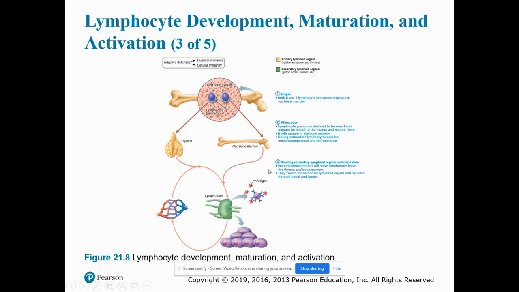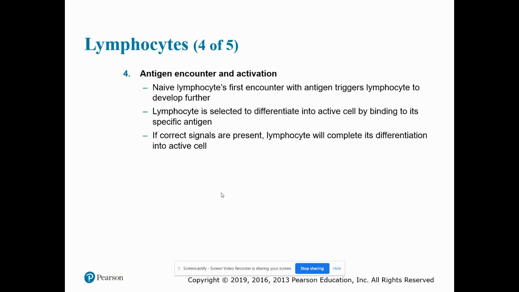So we have seeding of secondary lymphoid organs. So it's going to be going to the bone marrow, lymph node, spleen. Then we have antigen encounter and activation.